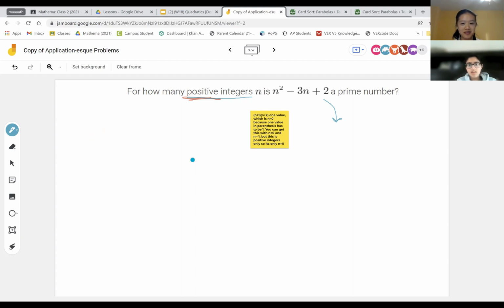Also, in the explanation that is on this, it says n plus 1 times n plus 2. Remember that n plus 1 times n plus 2 does not multiply to n squared minus 3n plus 2. That would actually multiply to n squared plus 3n plus 2, not n squared minus 3n plus 2. So you were kind of close, but not quite. Those negative signs. So close yet so far.